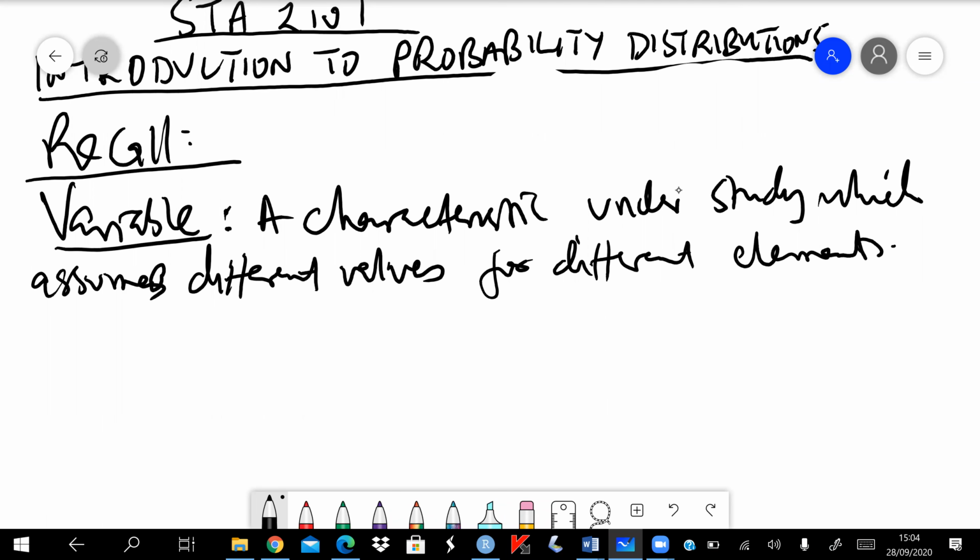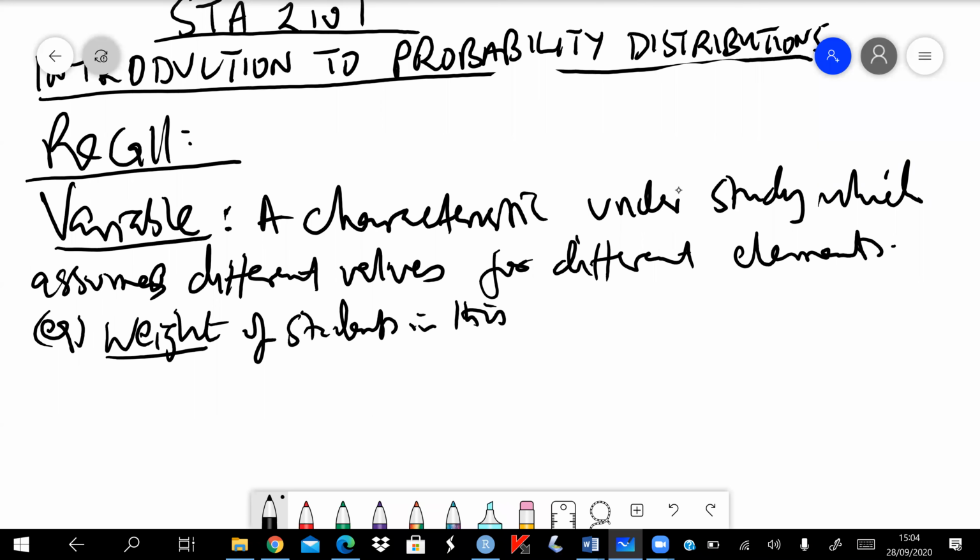Where elements here are the individuals under study. Okay, so something like what? Something like the weight. For instance, the weight of students in this class will take different values from one student to another. If it's not changing from one student to another, then we don't call it a variable. We call it a constant.